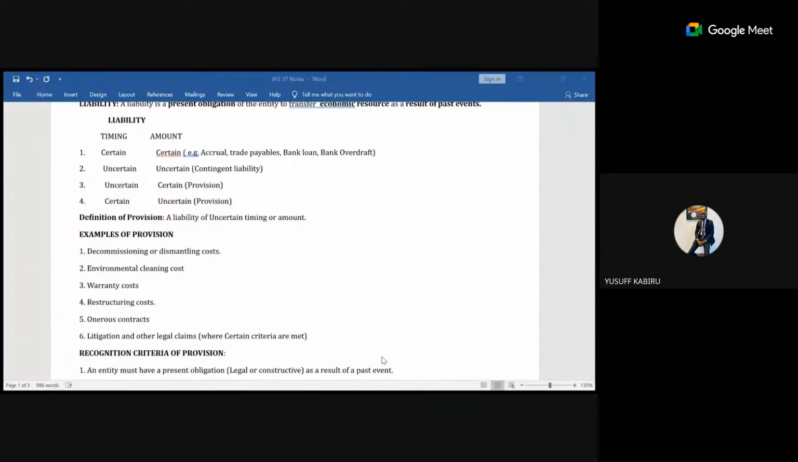Now, the sixth one is litigation or legal claim. Litigation and other claims are very good examples. There is a point where certain criteria are met. Where those criteria are met, that's when you can recognize a provision for litigation. Once those criteria are not met, you cannot recognize it. So those are the examples of provision.